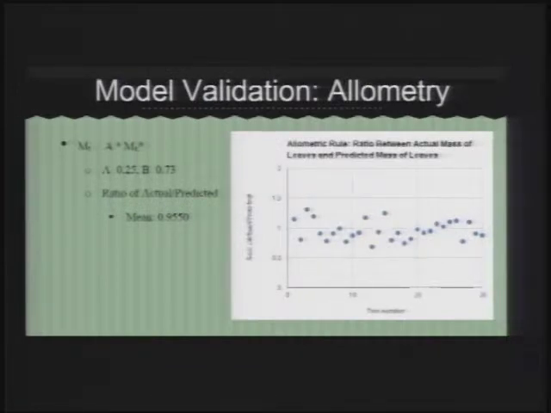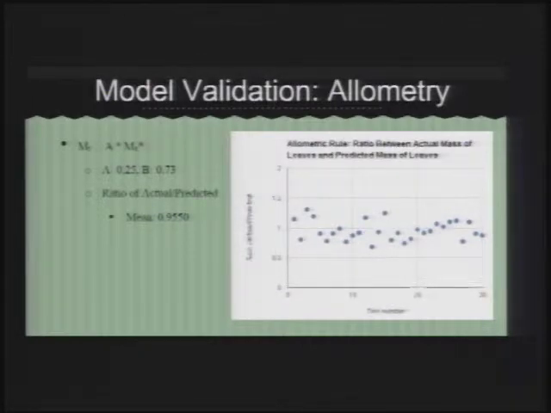So now that we have a model, we want to validate it against those allometric rules, as Eli talked about, which were proportions or relationships between trees. First, this allometric rule states that the mass of the leaves is equal to some constant times the mass of the stem to another constant, which you can see on the screen.